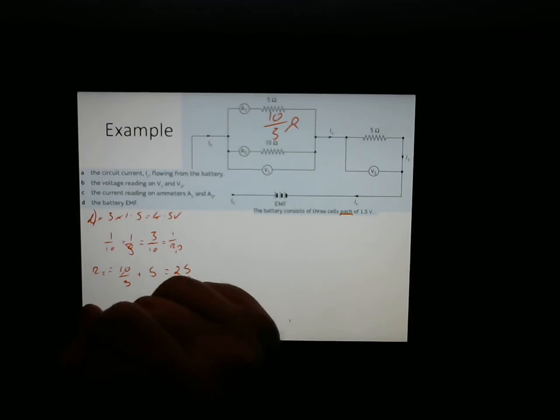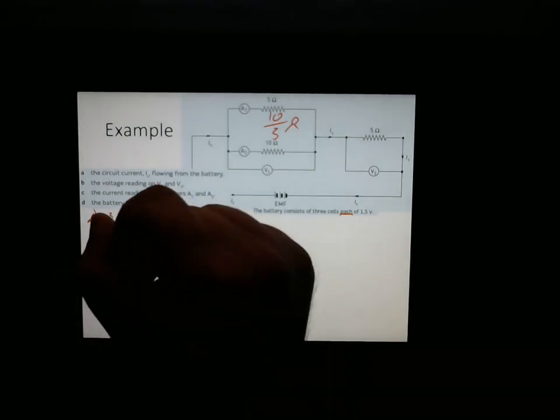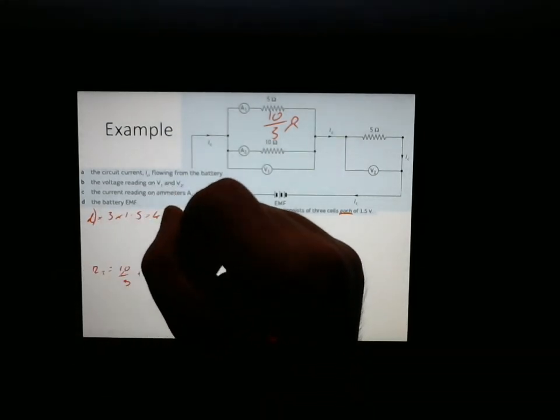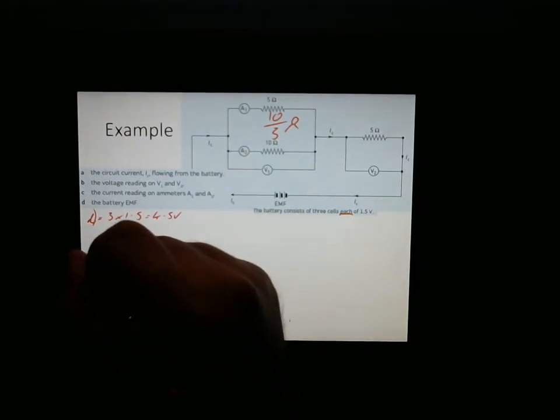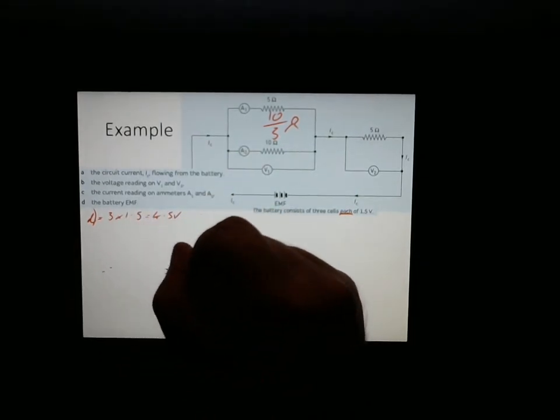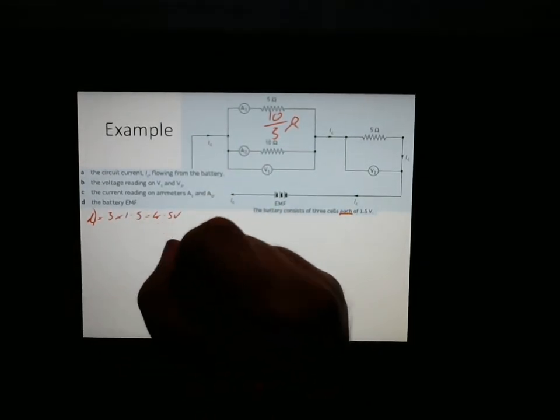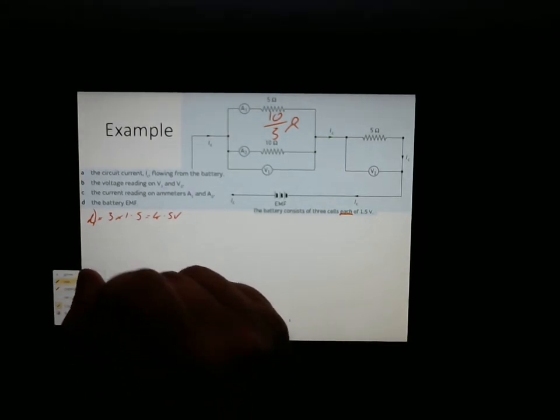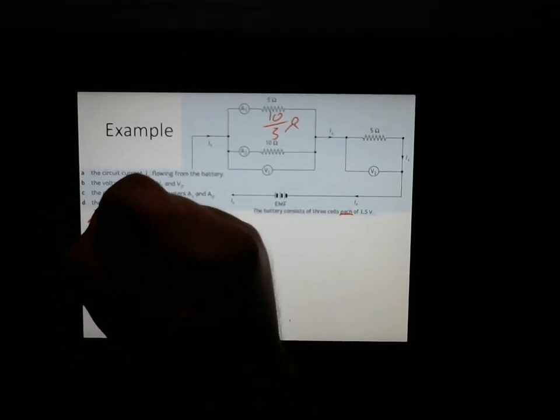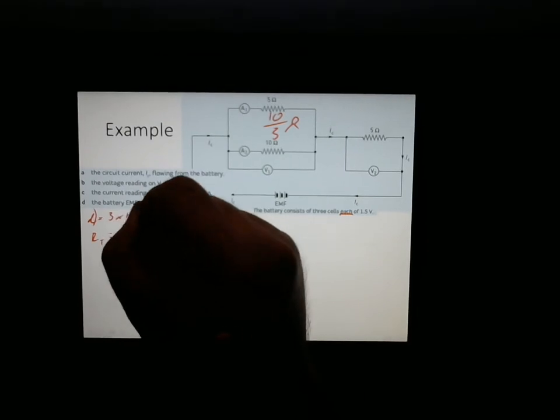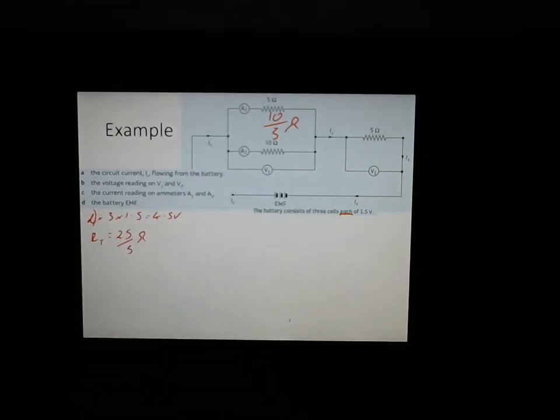So I'm going to get rid of that working out there in the middle. And I'm just going to write down that the RT equals 25 over 3. So this is a big question. RT equals 25 over 3 ohms.